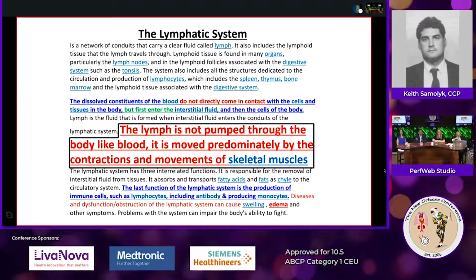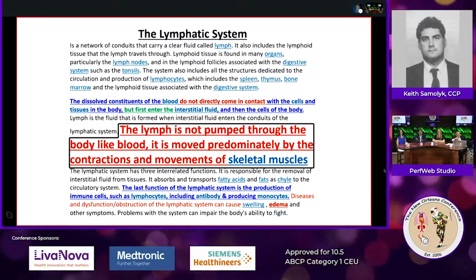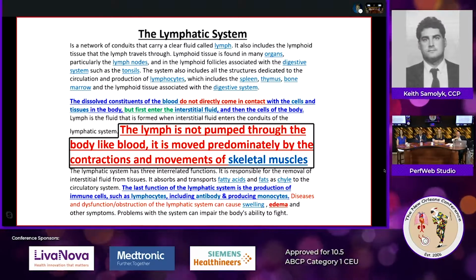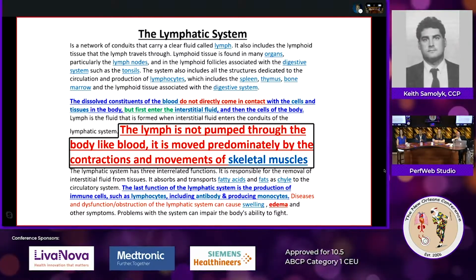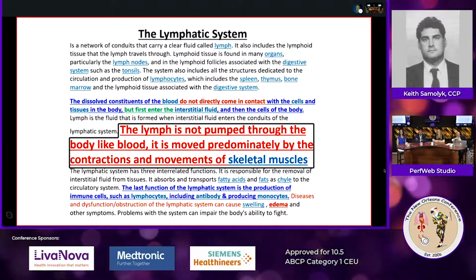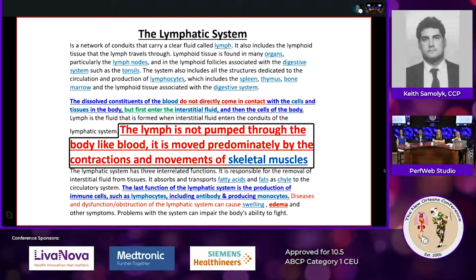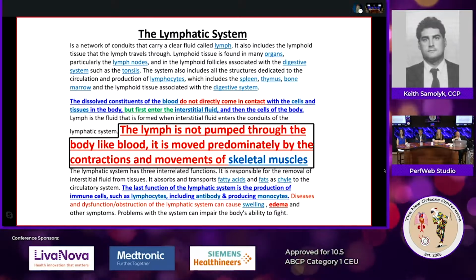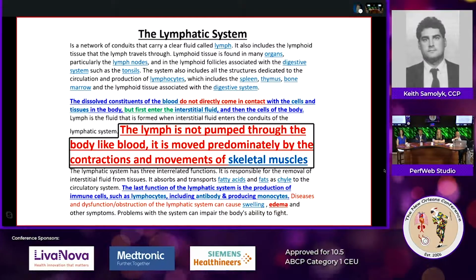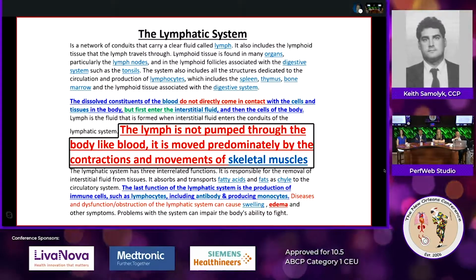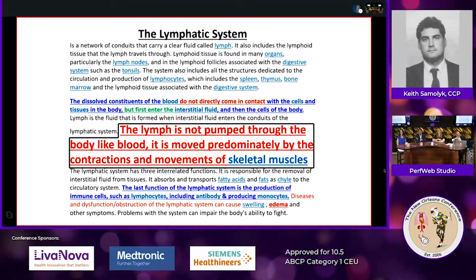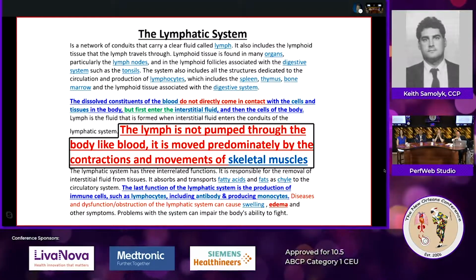Here's the kicker, the lymphatic system. There's a lot to read here, but what I've highlighted here is the most important thing. Lymph is not pumped through the body like blood is. It's moved predominantly by contractions and movements of skeletal muscles. So what is the one thing that every single patient has in common when they go to surgery? They're not moving. We've paralyzed them, so essentially we have paralyzed the lymphatics.